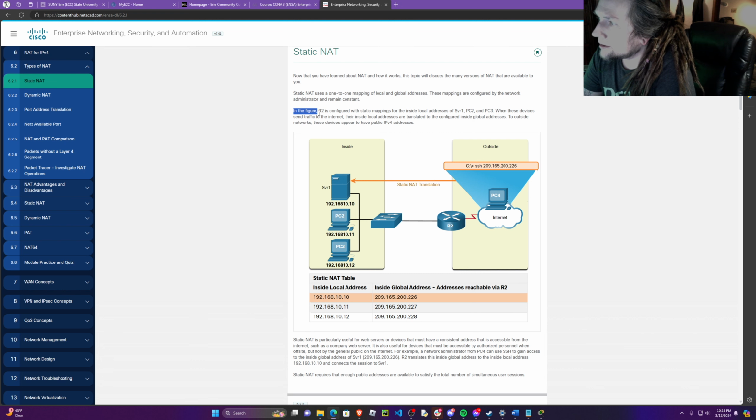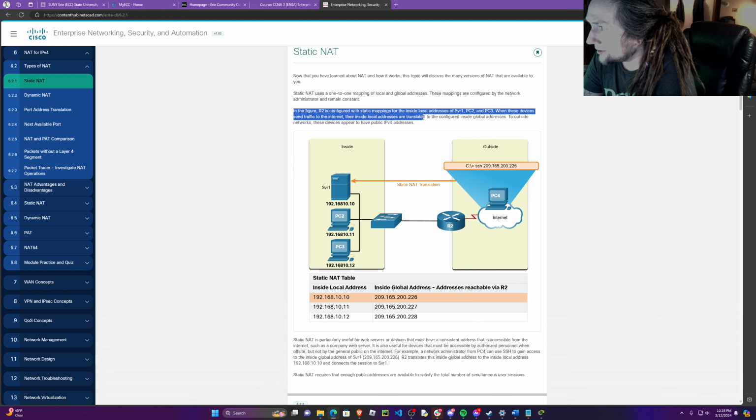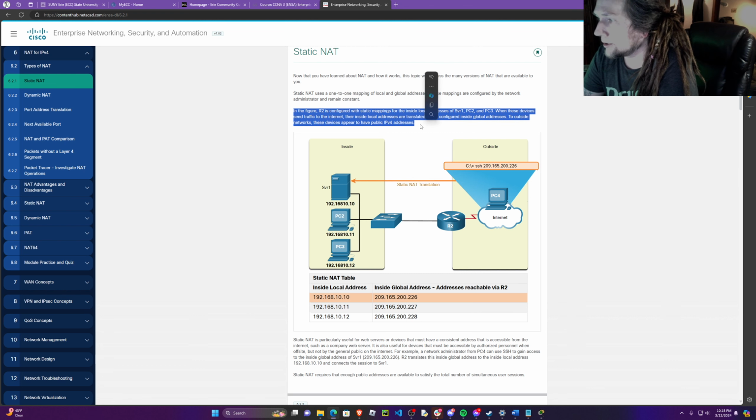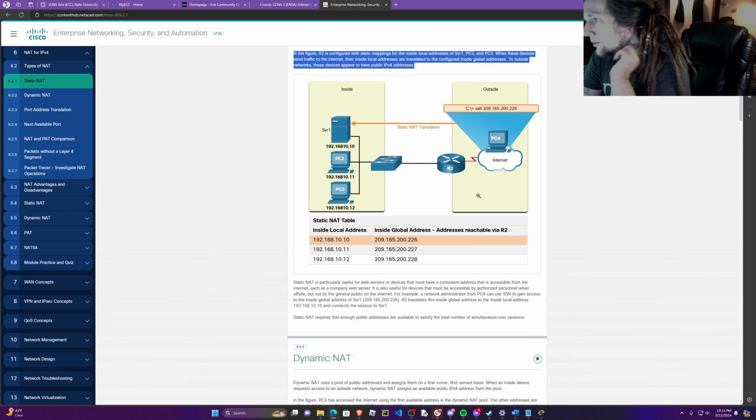In the figure, R2 is configured with static mappings for the inside local address of server 1, PC2, and PC3. When these devices send traffic to the internet, their inside local addresses are translated to the configured inside global address. To outside networks, these devices appear to have public IPv4 addresses. And these don't change.